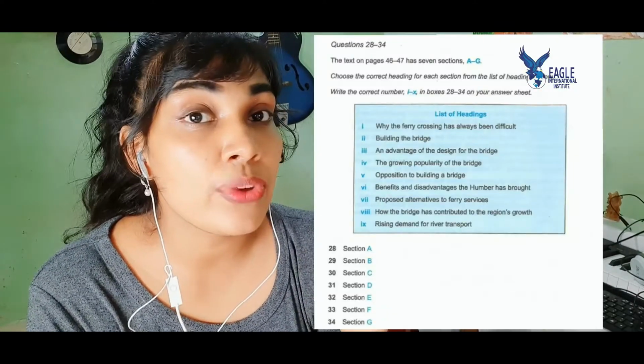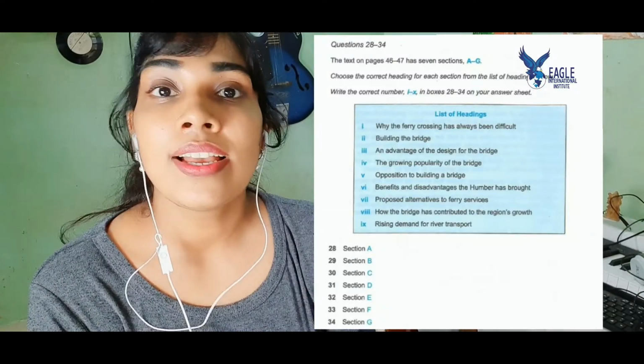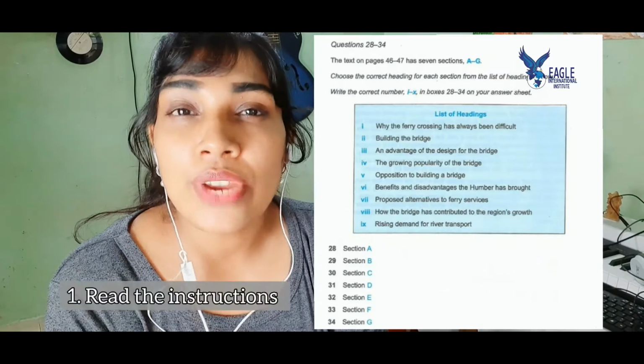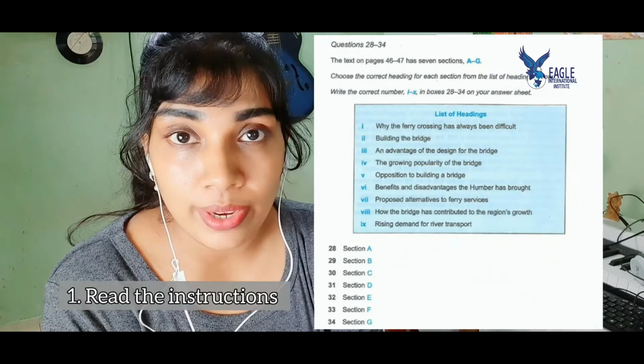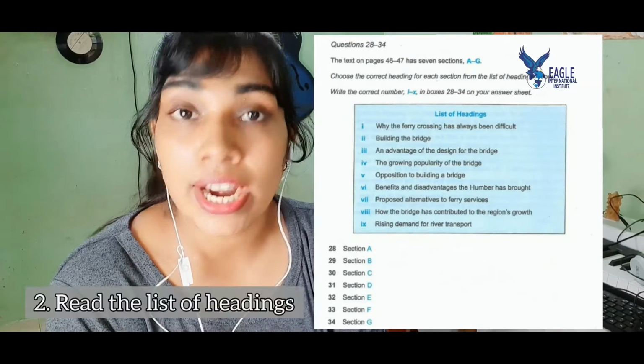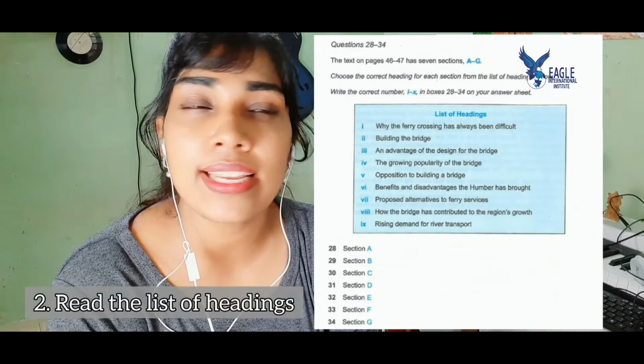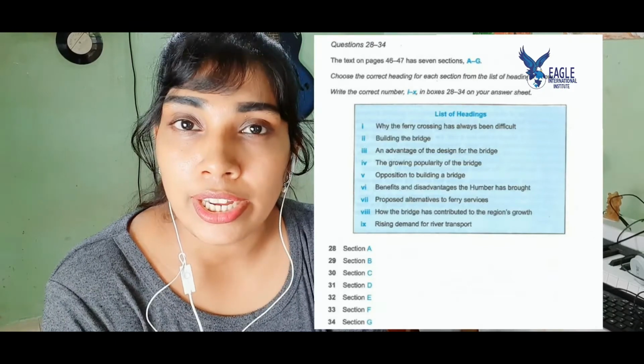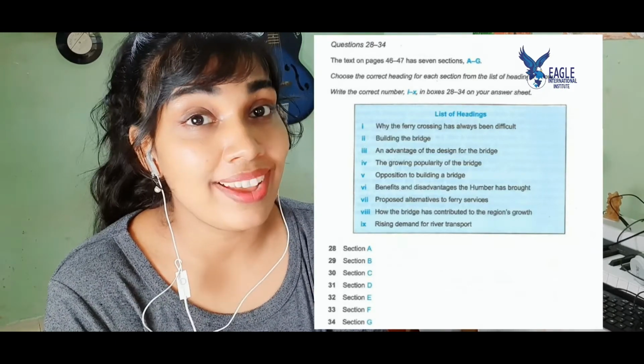So I'm going to give you a strategy to solve this question that I personally used, and yes, it worked for me. You can see an example of a matching heading question on my screen right now. The first step is to read and understand the instructions carefully. And after that, you have to read the list of headings and try to understand each and every heading clearly. So let's do it together.